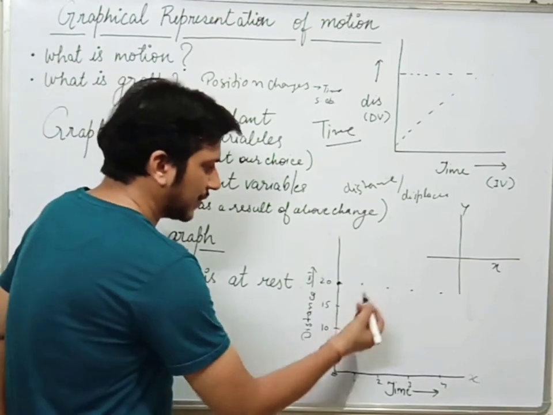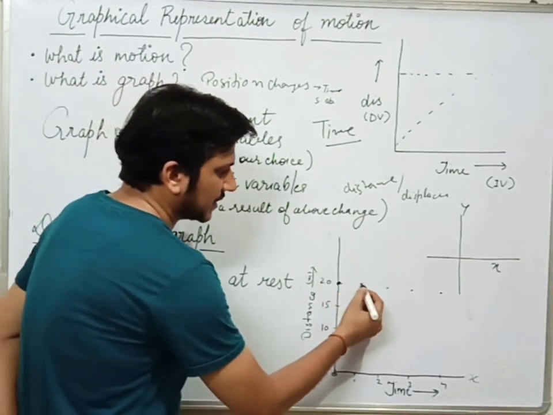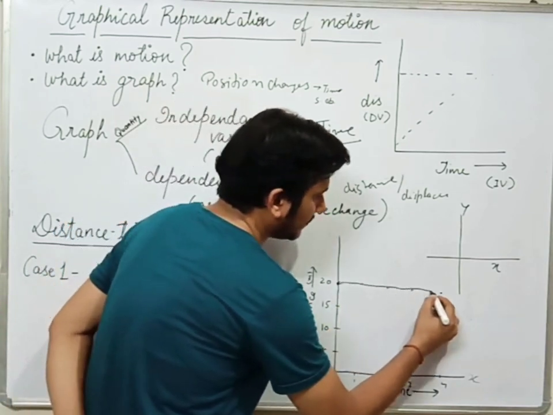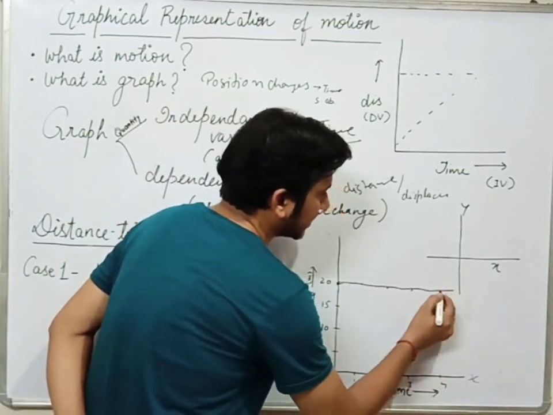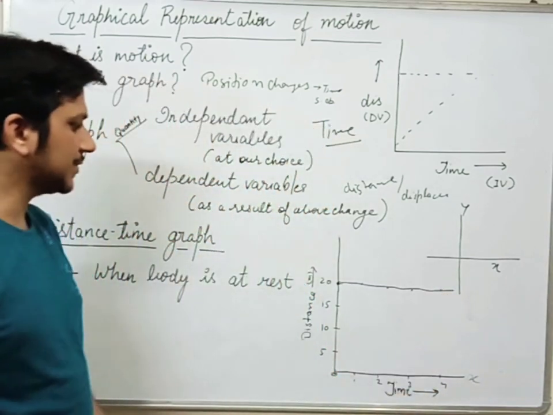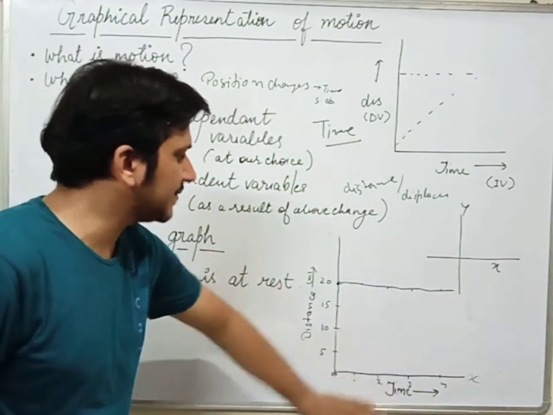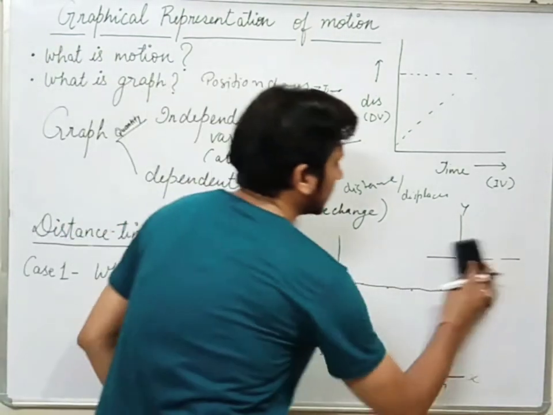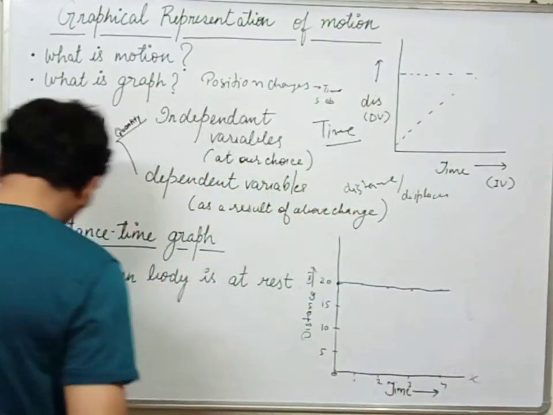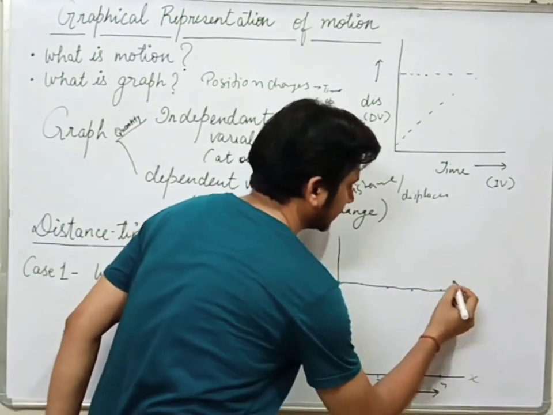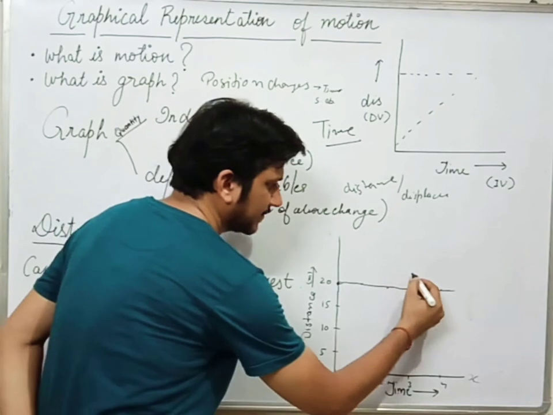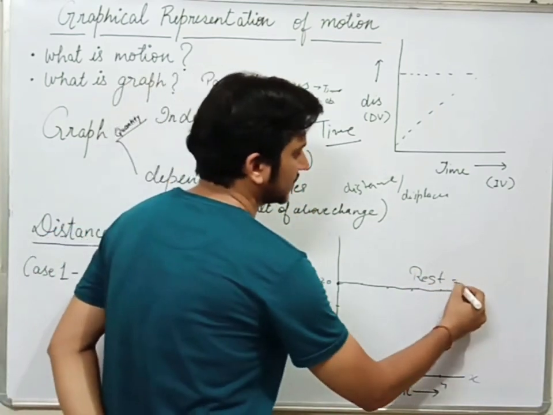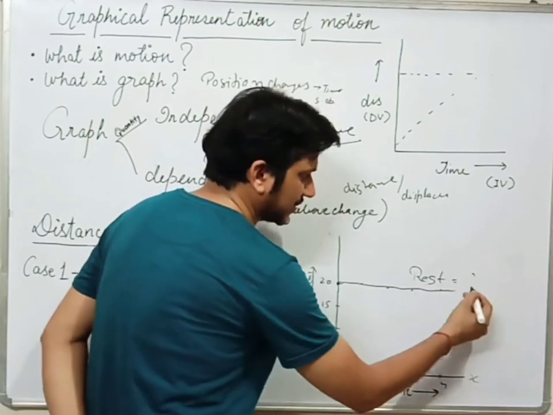Now when we plot the points and join all the points, we will get a horizontal straight line which is parallel to the time axis, and the nature of this graph shows the object is at rest. It means its speed or motion is 0.